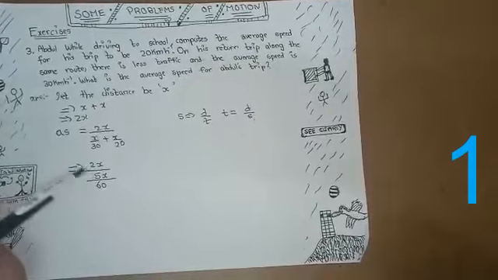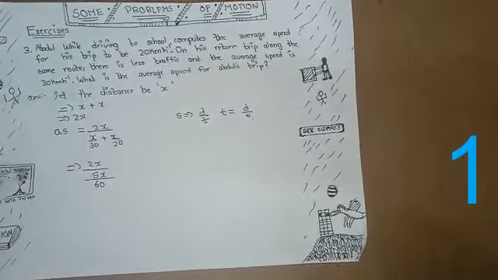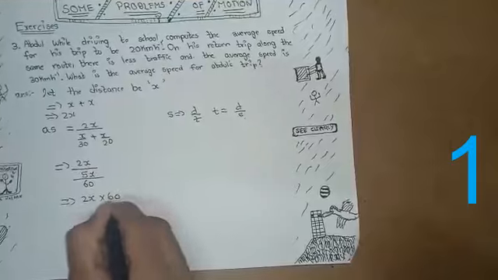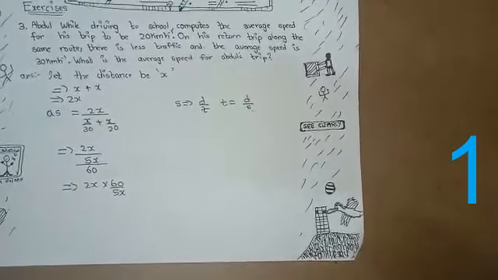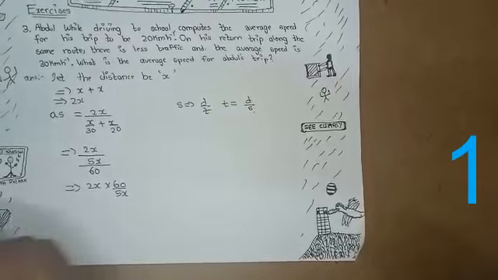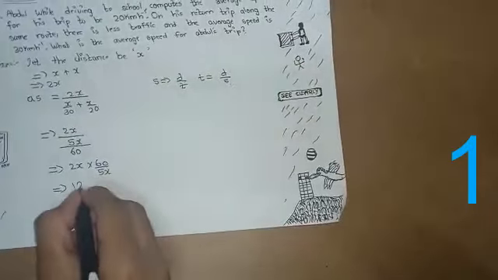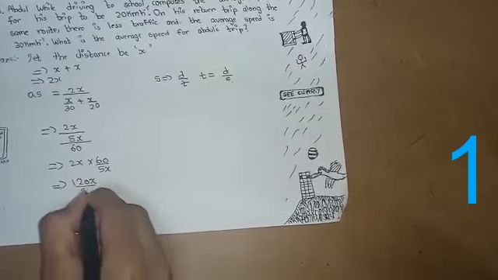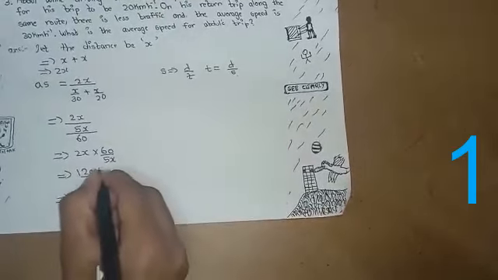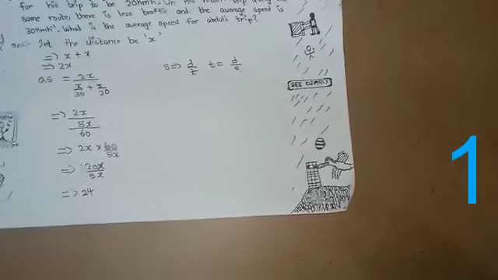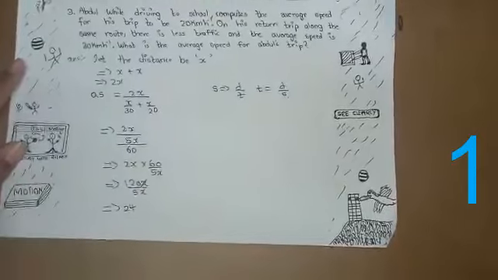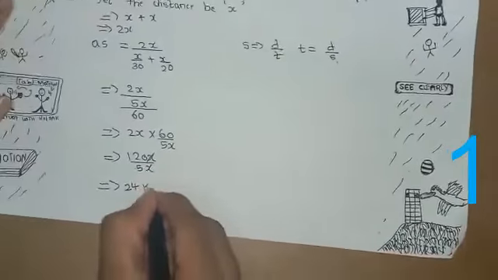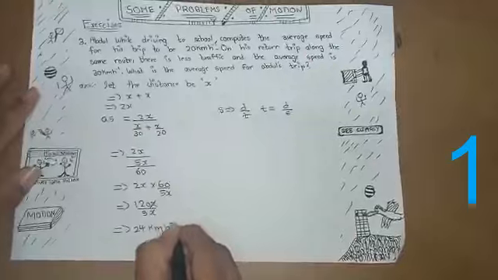So the final value we got is 2x by 5x by 60. Then it becomes 2x into 60 by 5x if we do it by the reciprocal method. So this is the final value we got, and don't forget to write the units. It becomes 24 kilometer per hour. Now we are going to do the other sum.